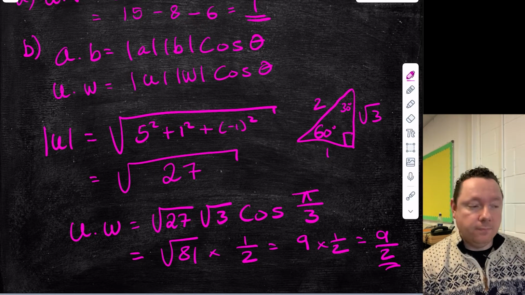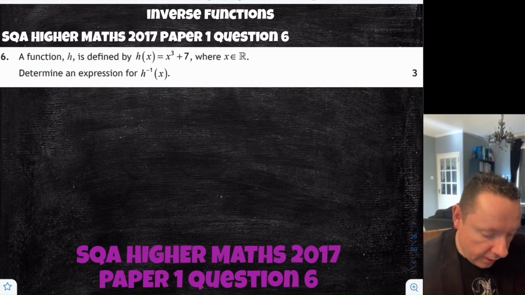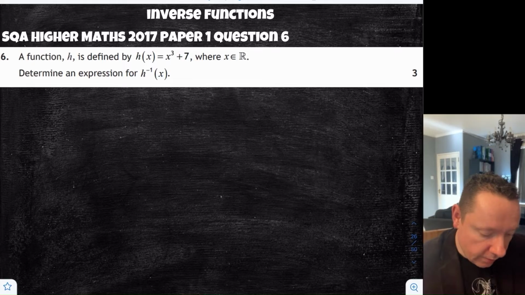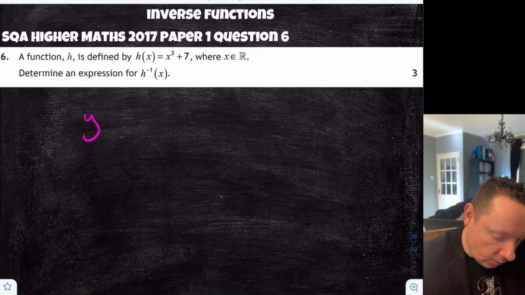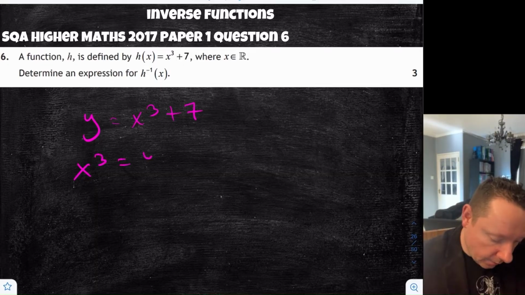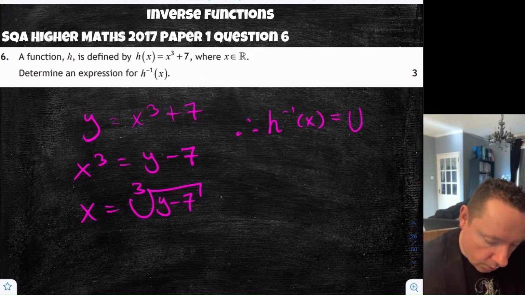And we're done there. Inverse functions, SQA Higher Maths 2017, paper 1, question 6. The function h is defined as x cubed plus 7. Determine the expression for the inverse function of h. So I can just write y equals x cubed plus 7, and make x the subject. So x cubed is y minus 7, so x is the cube root of y minus 7. And therefore the inverse function of h is equal to the cube root of x minus 7.